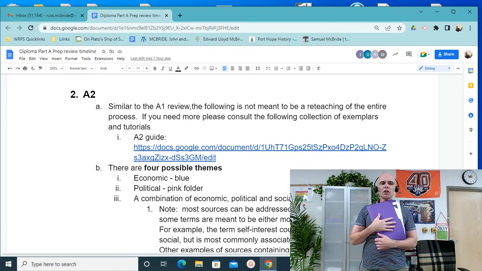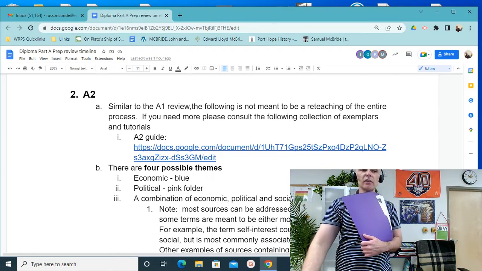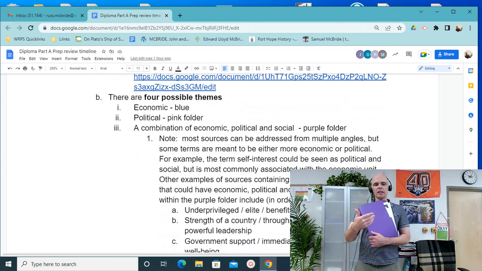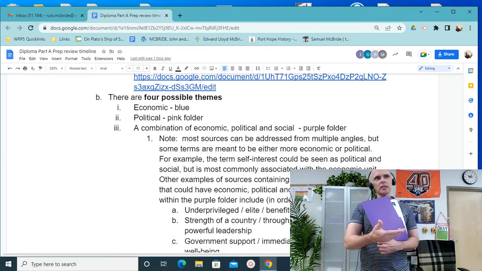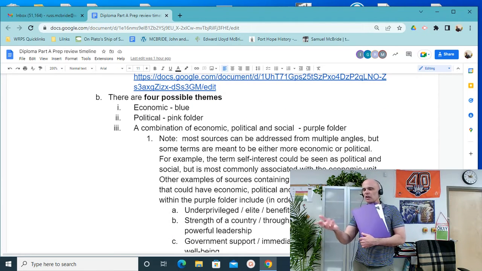There are some words, though, like self-interest, that may lean more towards the economic side of the course, but let's be honest, you do have a political self-interest. You do have a social self-interest.